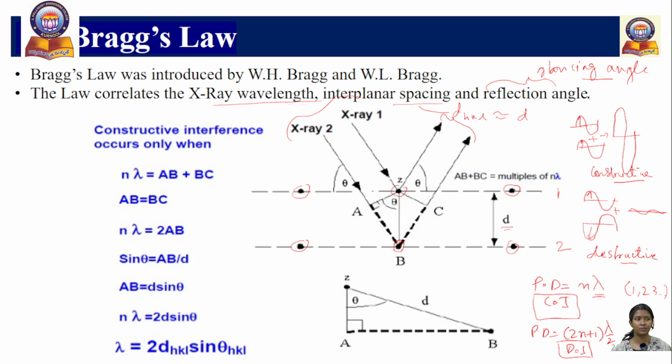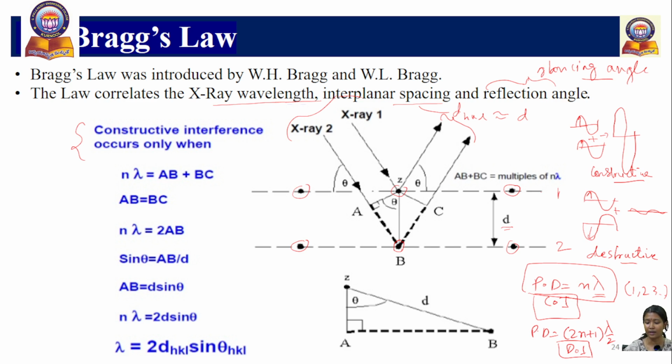Intensity will be high. We will use this X-ray to undergo some kind of chemical reaction so that we know, okay, constructive interference has happened. So that's why we deal basically with the constructive interference condition. What is the condition? Path difference should be n lambda. Now what is this path difference?